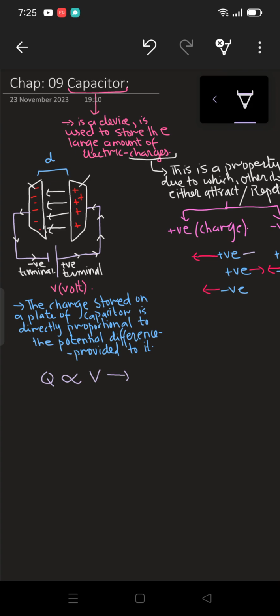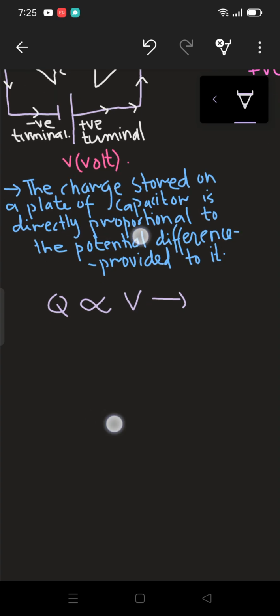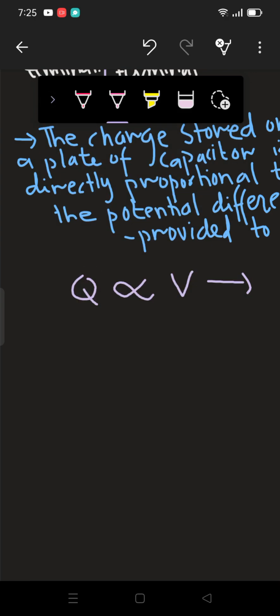Then the charge stored on a plate of the capacitor would be directly proportional to the voltage provided to it. Using this statement, we made the equation: the charge stored on the plate of the capacitor is directly proportional to the potential difference provided to it, right? So when we remove this proportionality sign, we get the equal sign and a constant.